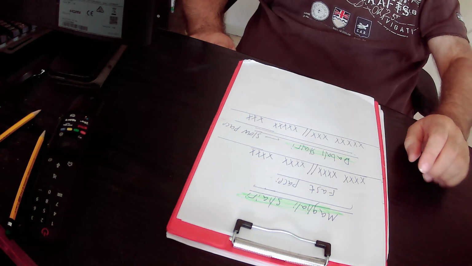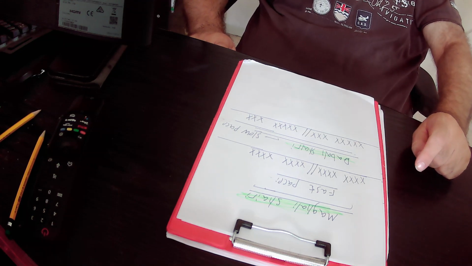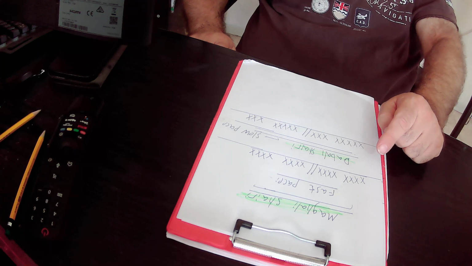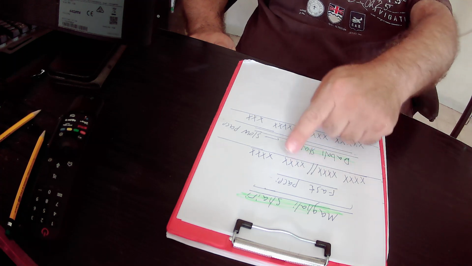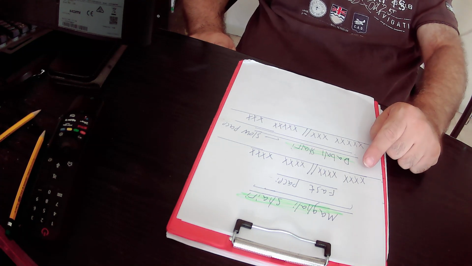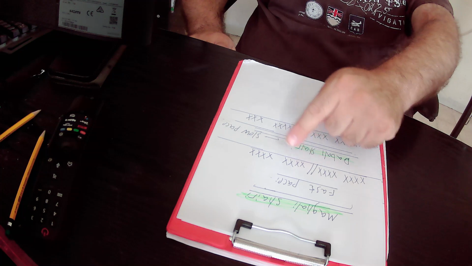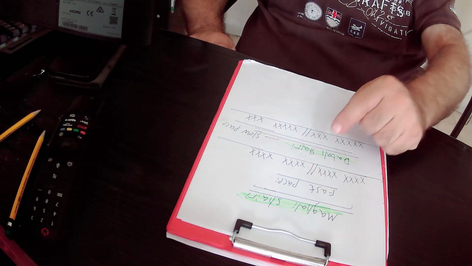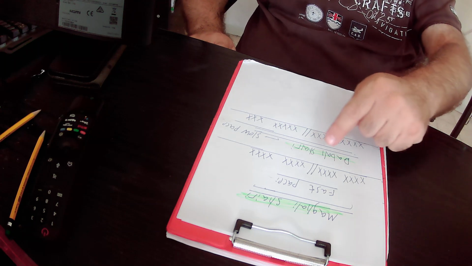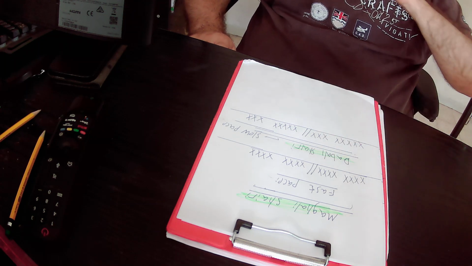In marali shairi, each line of 16 syllables is broken into 4 segments. Here you can see 1, 2, 3, 4, and each segment consists of 4 syllables. So it is 4 plus 4 plus 4 plus 4, and we have a break or comma after the second segment.